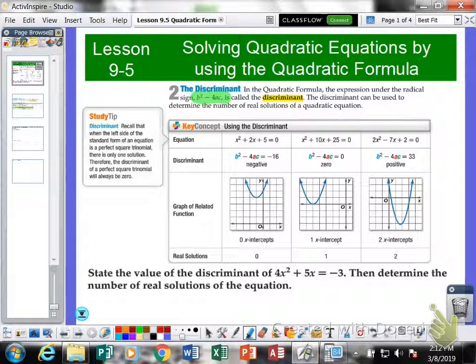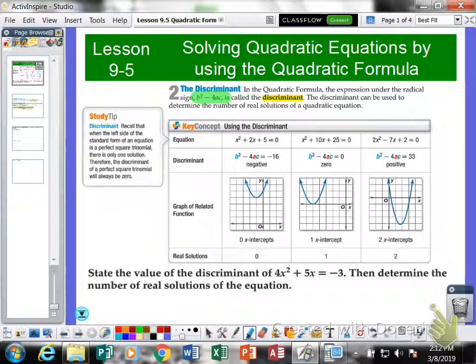If we solve for the discriminant and it's equal to 0 exactly, we have one real solution, meaning it crosses the x-axis in one spot only. And if it's anything greater than 0, then we have 2 real solutions, meaning it's going to intersect the x-axis in 2 distinct places.